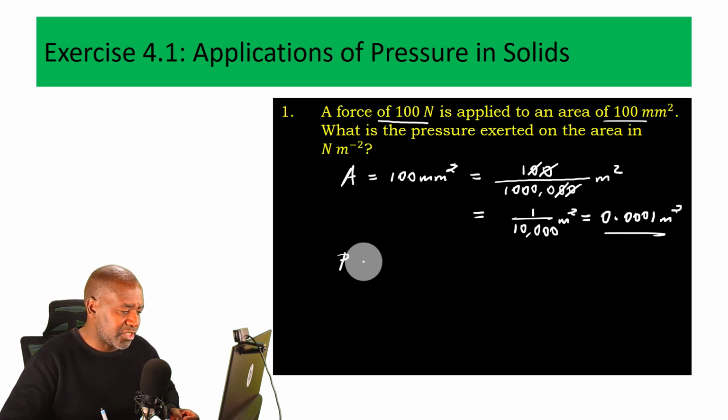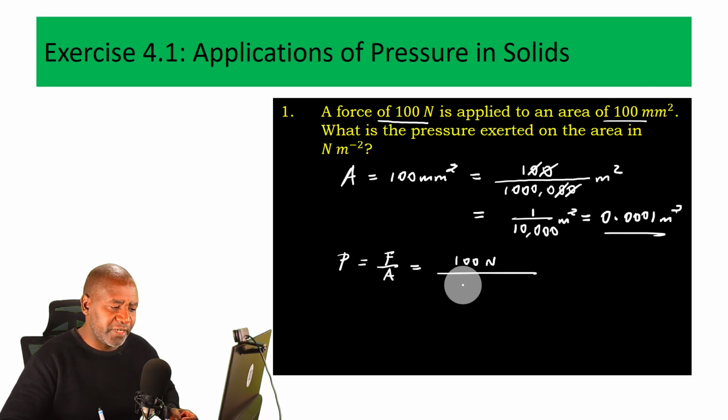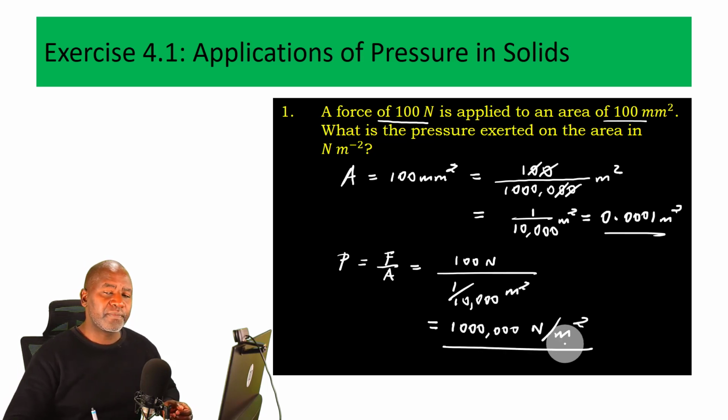So let's look at the pressure exerted, which is force over area. The force is 100 newtons, divided by 1 over 10,000. And you find that this one gives us 1 million newtons per meter squared. And it is just as simple as that.